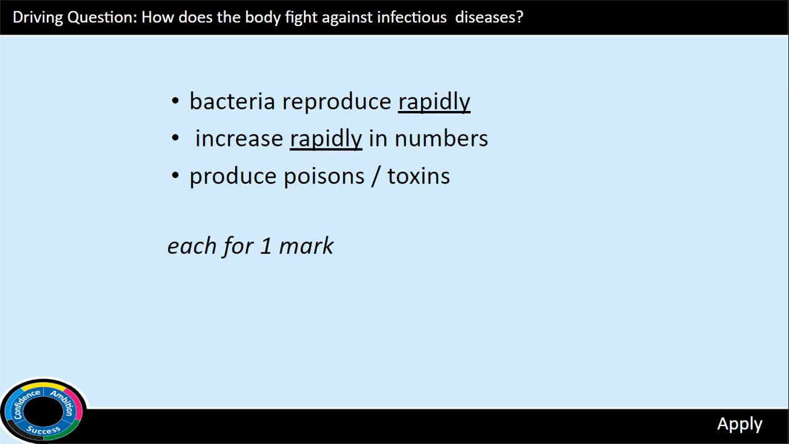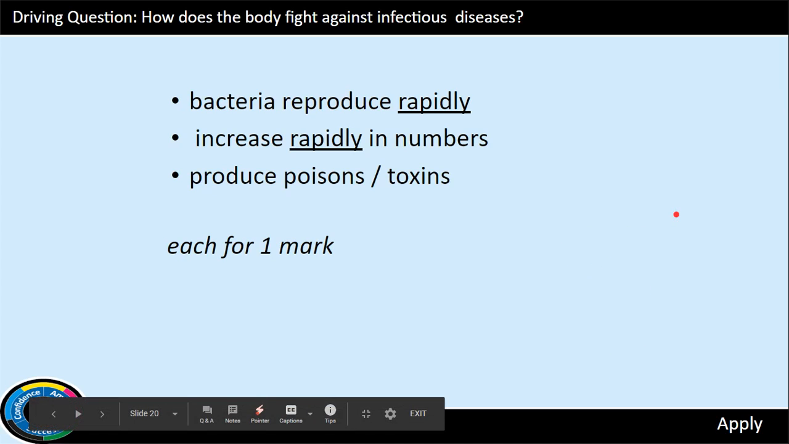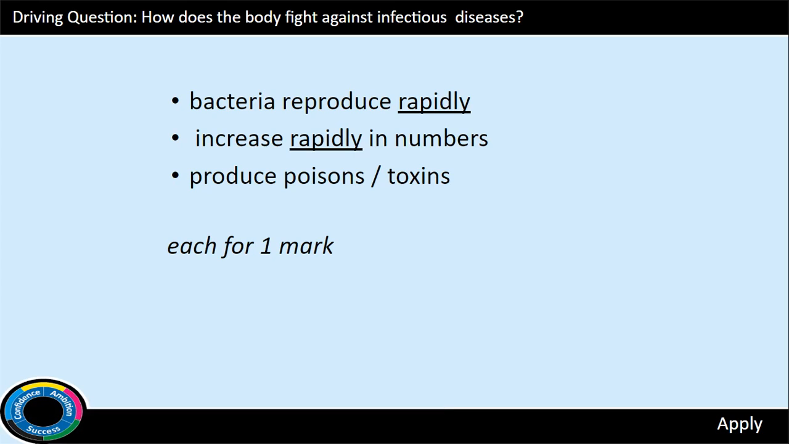Right. Bacteria reproduce rapidly by a type of asexual reproduction known as binary fission. They reproduce so fast that they can make clones very rapidly. They also produce poisons and toxins that we've discussed in our previous lessons, and those toxins are the reasons why we feel those symptoms. So you need to write any 2 of the following to obtain 2 marks.